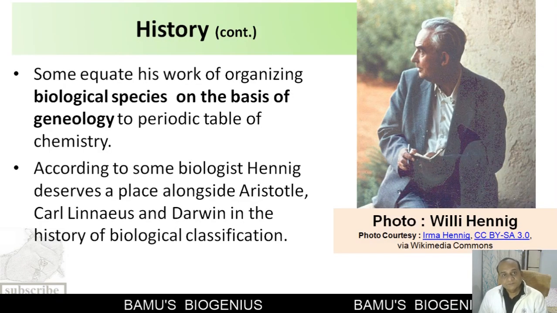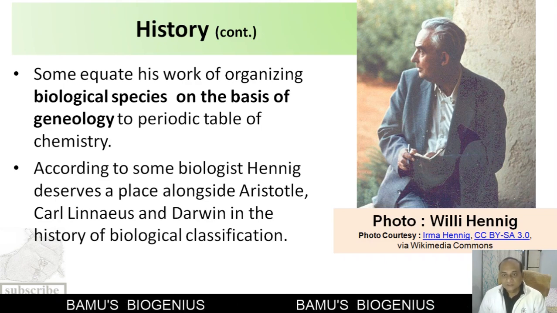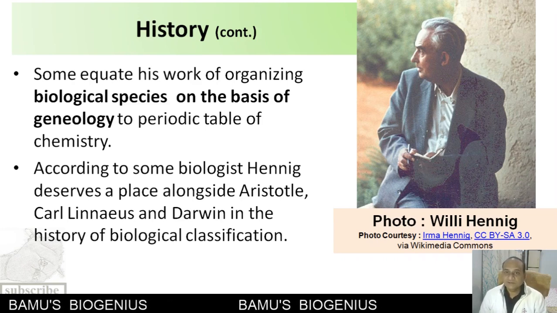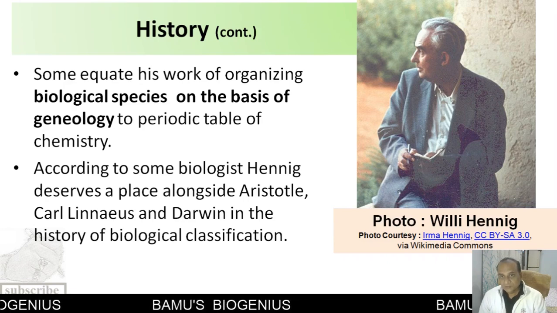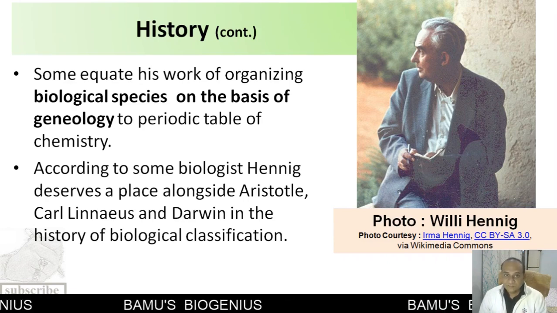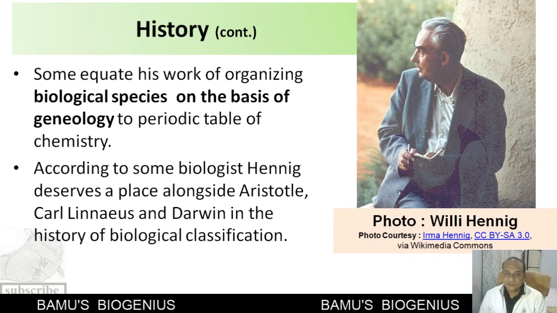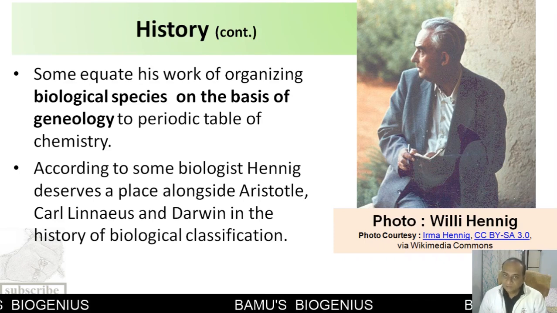And that is why some biologists are of the opinion that this work of organizing biological species on the basis of genealogy can be equated with the formation of the periodic table in chemistry. That is why some biologists believe that Willi Hennig deserves a position at the level of Aristotle, Carl Linnaeus, and Darwin in biology.